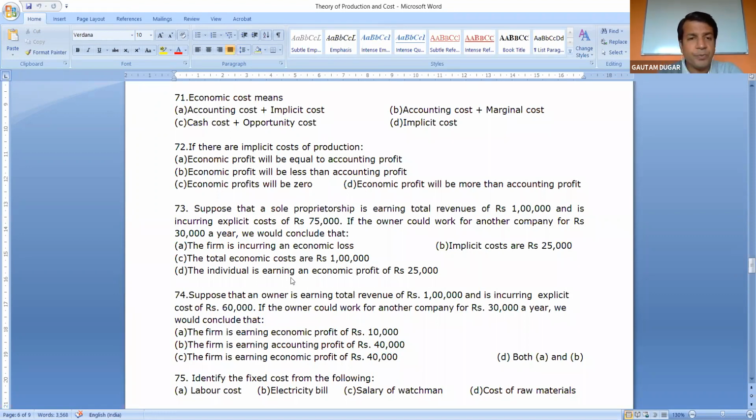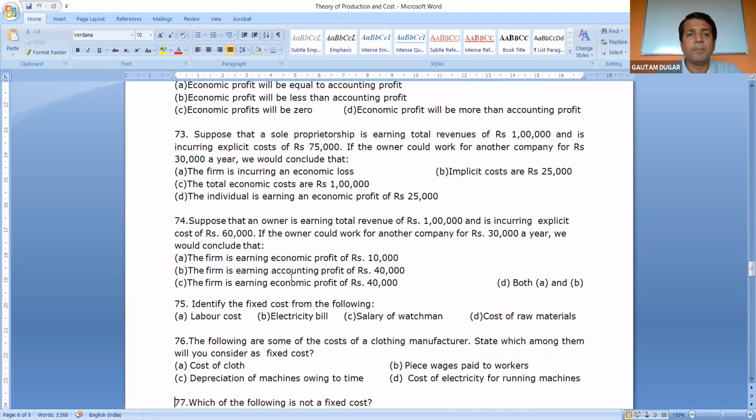73. Read this question carefully. Suppose that a sole proprietorship is earning a total revenue of 1 lakh. Look at the question carefully. Total revenue is 1 lakh and is incurring explicit cost of 75,000. Explicit cost means the cost which you're paying to outsiders. So in that case, the accounting profit comes to 25,000.